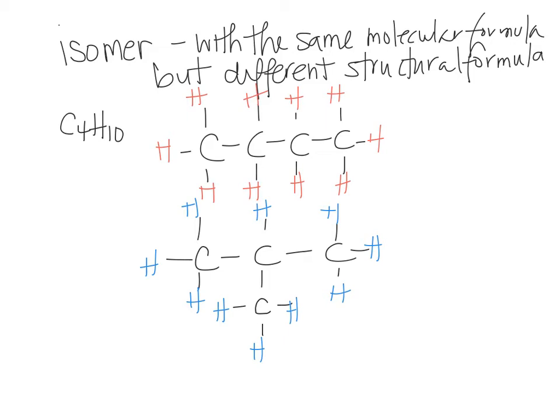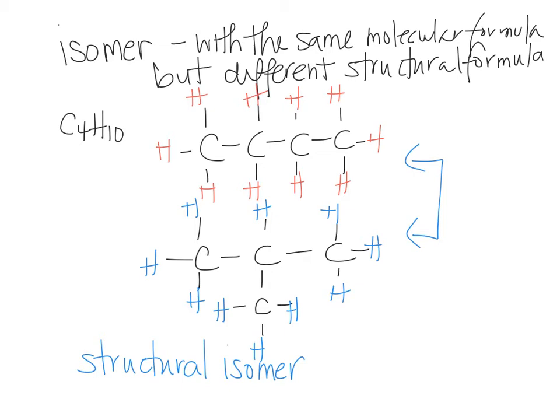And I cannot rotate around one of these carbon-carbon single bonds to get the other structure. You actually have to physically break bonds and reform bonds to go between these two. So these are called structural isomers. They're also called constitutional isomers. So some textbooks call them constitutional isomers, some call them structural isomers.